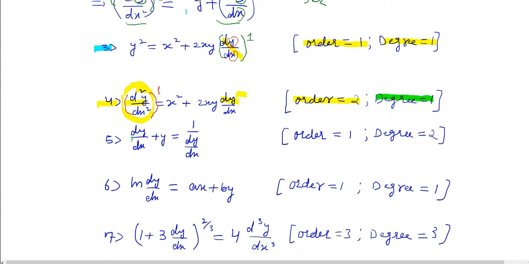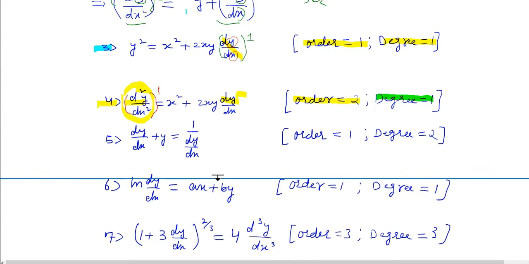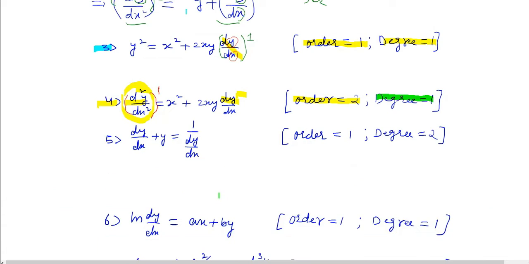Now let's see this equation. Okay, can you guess? Now you can see here I have written order is 1 and the degree is 2. Do you wonder why? Let me show you how. This equation, let's simplify it. Now here, if you simplify it, you will see something like this.